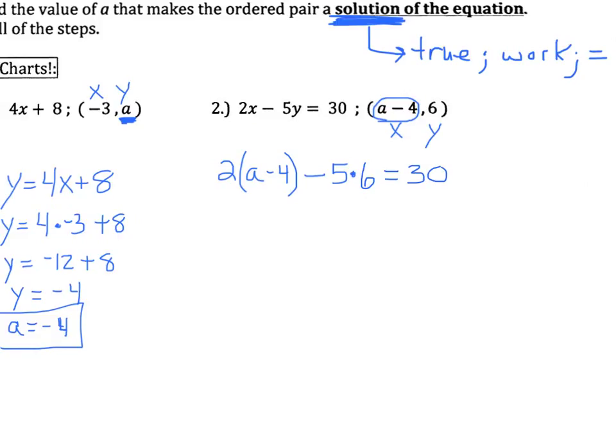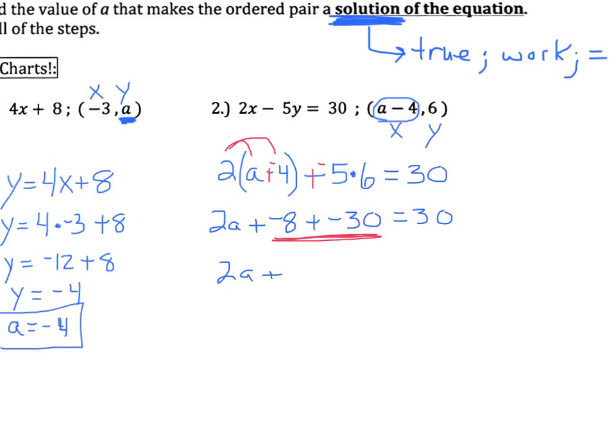Okay, this is taking us back a while. So double sign change, good old double sign change, and distributive property. Ooh, it's been a while since we've done that. So 2 times a is 2a, plus 2 times negative 4 is negative 8. Oops, missed a double sign change right here. Plus negative 5 times 6 is negative 30, equals 30. All right. We have some like terms here. We can add this negative 8 and this negative 30 together. So 2a plus negative 38 equals 30.